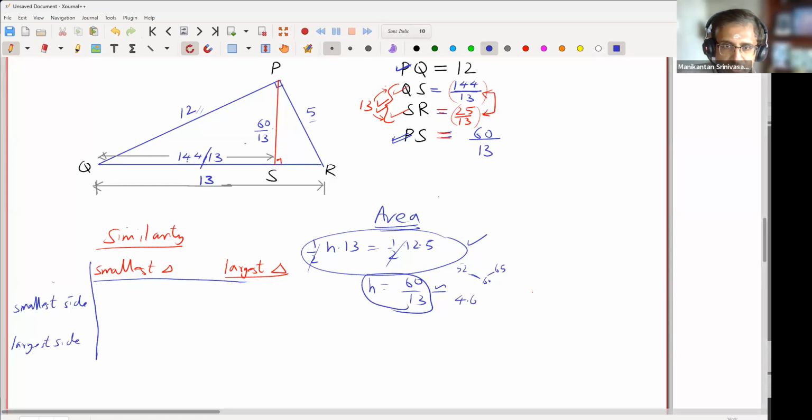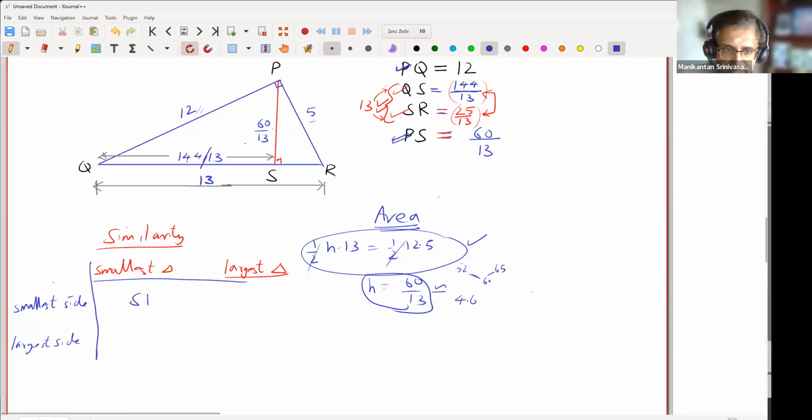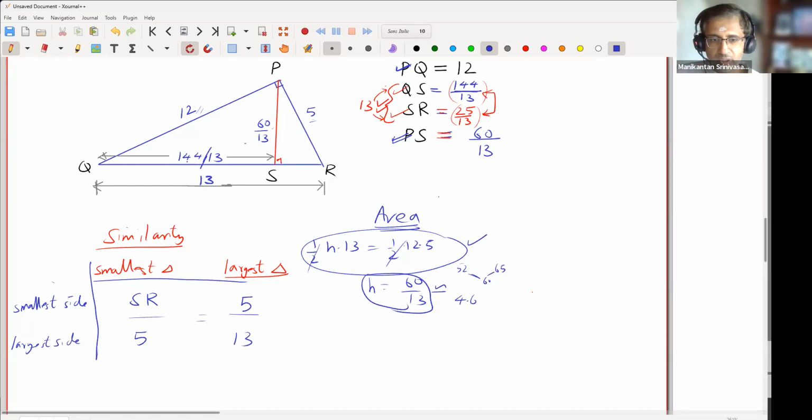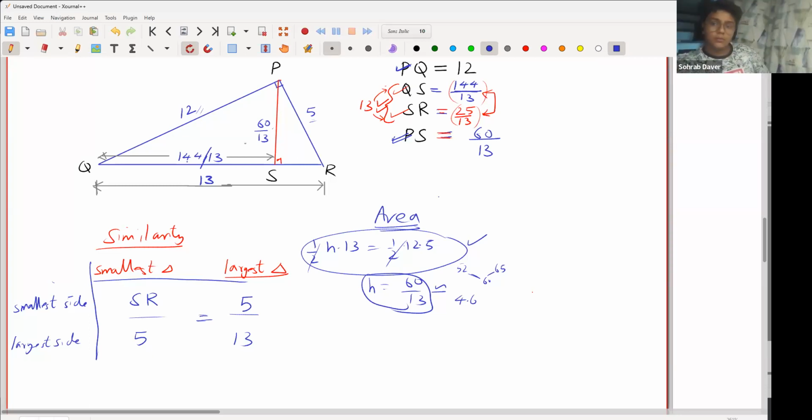So I will write out: the smallest side is SR, which is what I'm trying to calculate, and the largest side I know is 5. In the big triangle, 5 is the smallest side and 13 is the largest side. Now, if I write this equal to this, by cross multiplication I get SR is 25 by 13. Make sense? Saurabh, you're with me completely on this? Okay, cool.